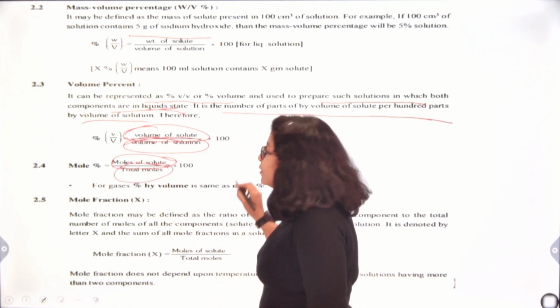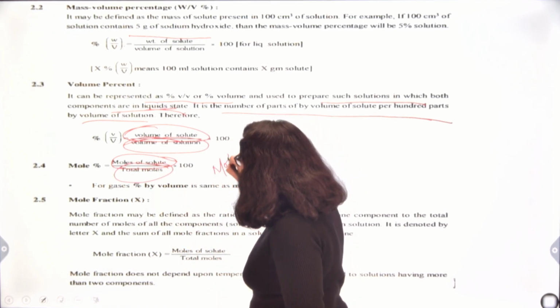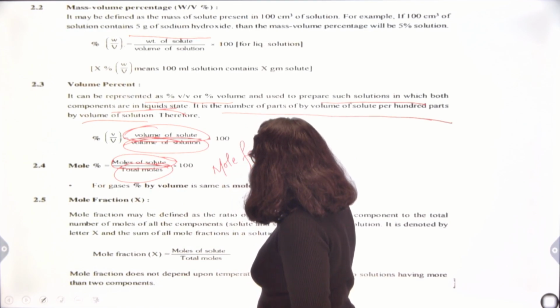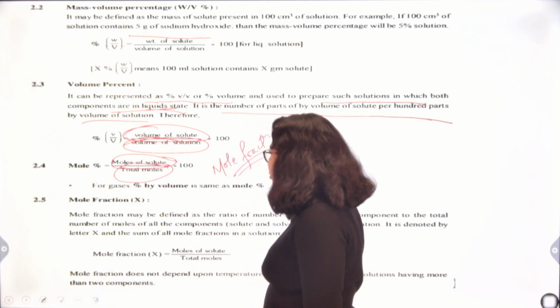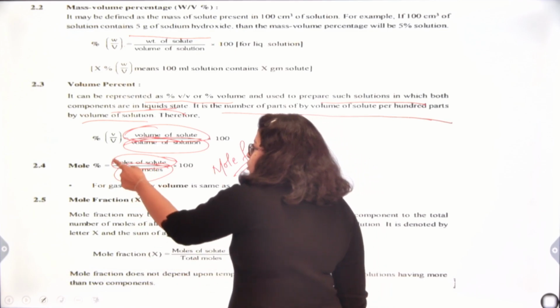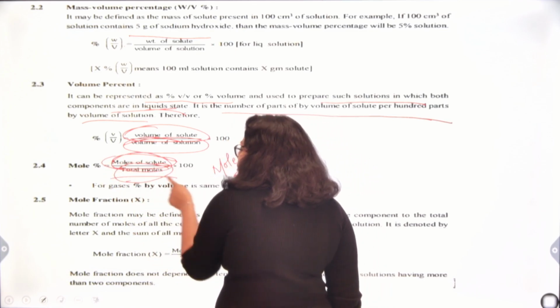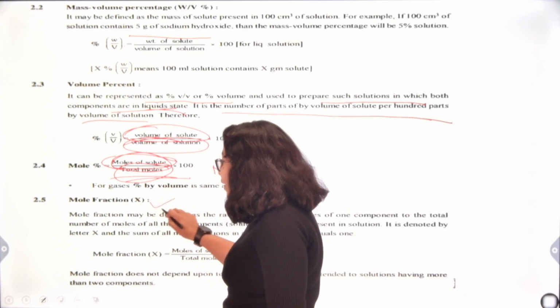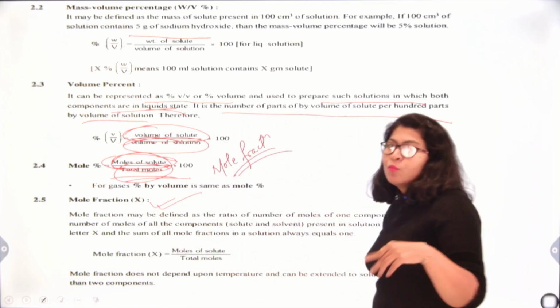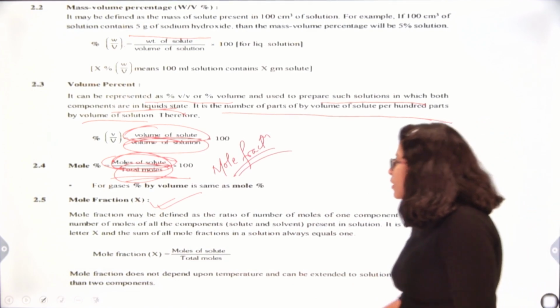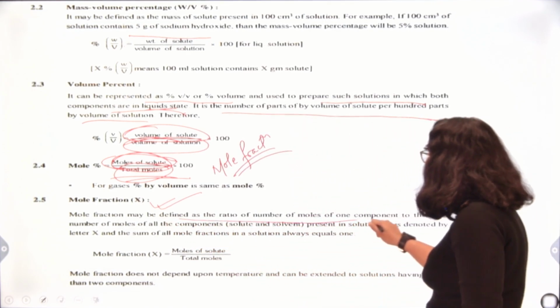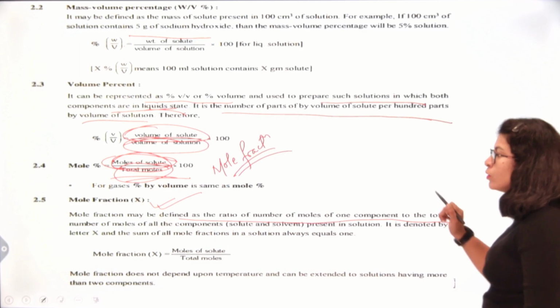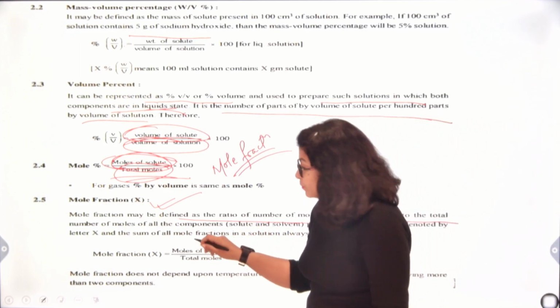Now mole percentage, that means moles of the solute divided by total number of moles. So mole percentage can also be said as mole fraction, which is moles of the solute by total moles of the solution into 100. Again, mole fraction, what does that mean? If it has more number of components, right? For example, mole fraction can be defined as the ratio of number of moles of one component to the total number of moles of all the components.